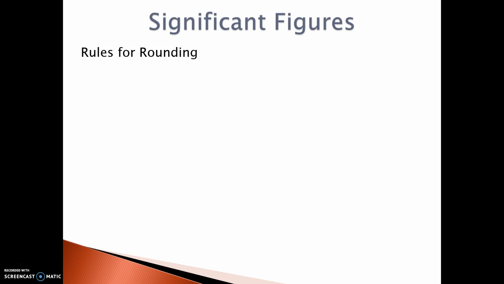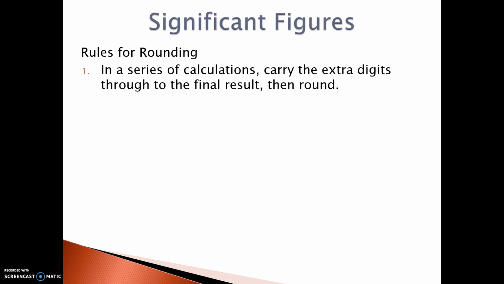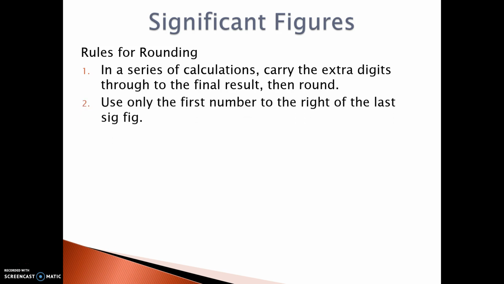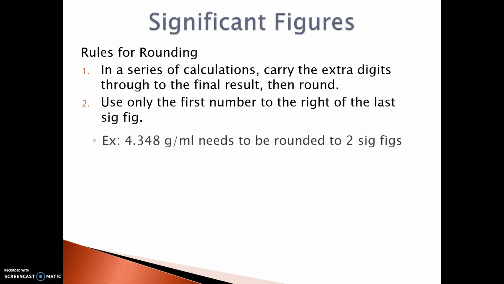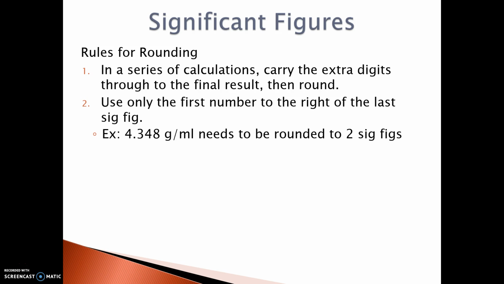In most calculations, you are going to have to round to obtain the correct number of sig figs, so we should establish some rules for rounding. If there are a series of steps in a problem, you should carry the extra digits through to the final result and then round your final answer. When you are rounding, use only the first number to the right of the last sig fig. For example, if we need to round 4.348 grams per milliliter to two significant figures, we want to consider the number to the right of the second sig fig, which would be the 4. This would cause this number to round to 4.3 grams per milliliter.